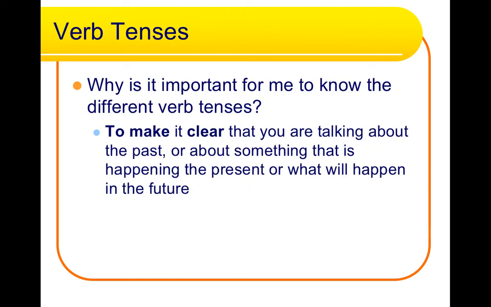So why is it important for you to know the different verb tenses? As we begin to develop our writing skills, we need to understand that it's important to make it clear to the person who is listening or reading what you're writing, what it is that you're talking about. And if you're talking about something that occurred in the past, if you're talking about something that is occurring at the present moment, or if it's something that will happen in the future.